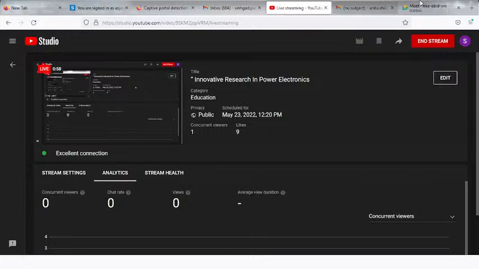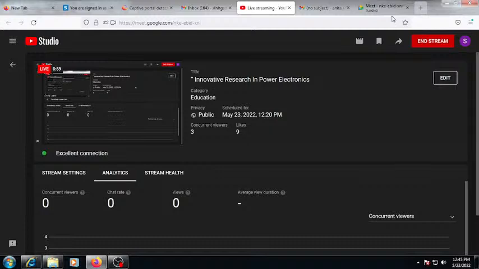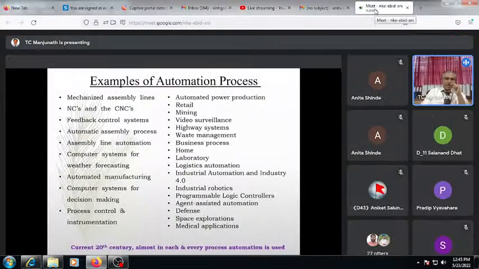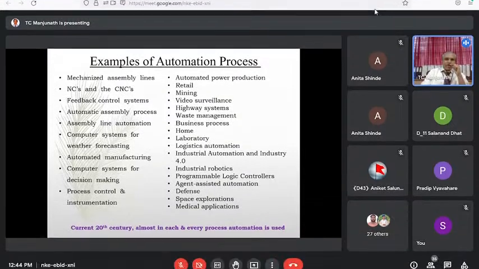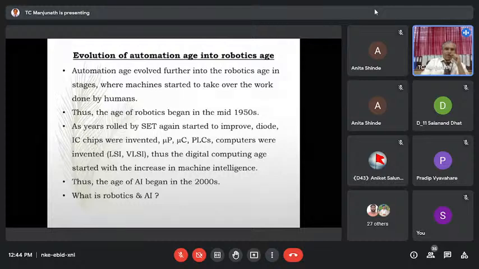Some examples of automation processes I'll be giving. One is mechanized assembly lines, NC machines, etc. Computer systems for weather forecasting, process control and instrumentation, then retail, video surveillance, then laboratory logistics for medical space and defense applications. Nowadays, in the 20th century, automation is used in each and every process. So this is how the automation age evolved into the robotic age in the early 1950s.